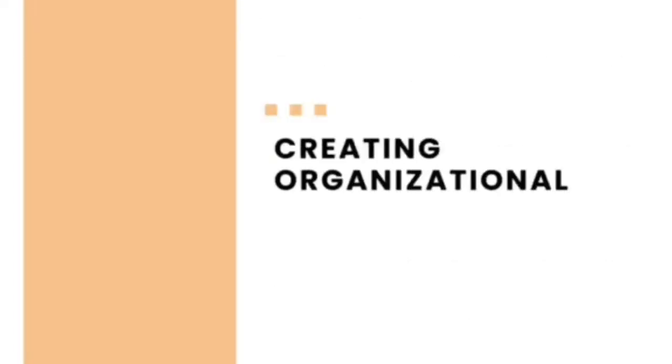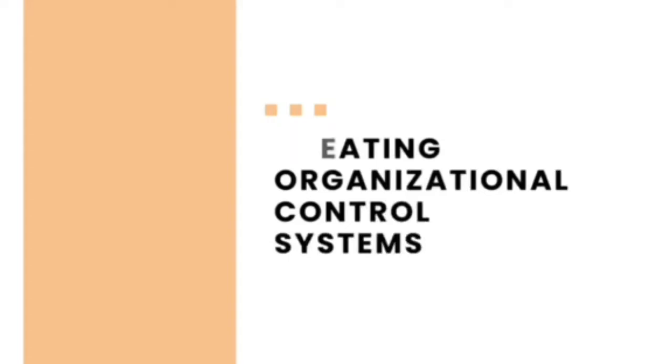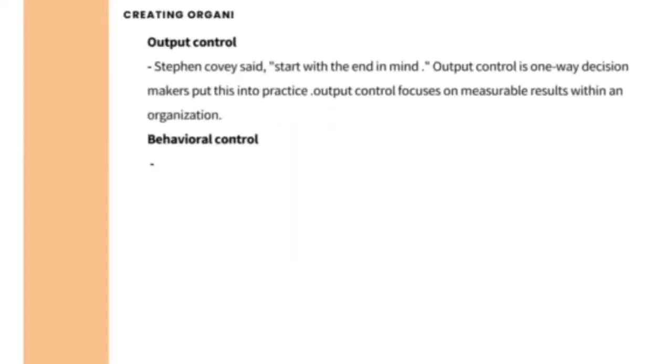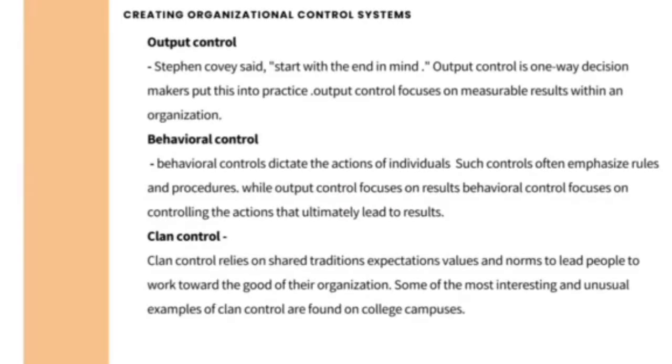An organizational control system allows executives to track how well the organization is performing, identify areas of concern, and then take action to address the concern. These are the three basic types of control systems available to executives. Number one is output control, number two is behavioral control, and number three is clan control. Different organizations emphasize different types of control, but most organizations use a mix of all three types.